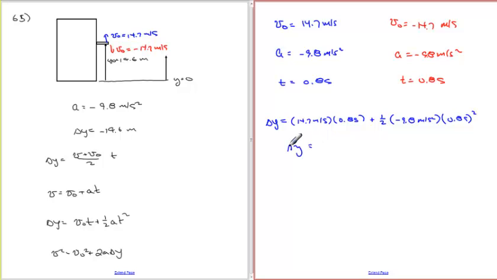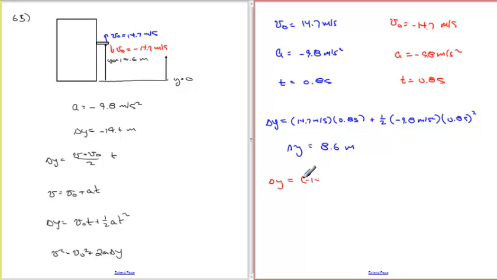And if you calculate that, it should be going up. It should have a positive delta Y, I think, because I don't think it has time to slow down. I know it doesn't, because it took 1.5 seconds to stop. So we have 14.7 times 0.8 plus 0.5 times negative 9.8 times 0.8 squared, which is 8.6. So positive 8.6 meters.